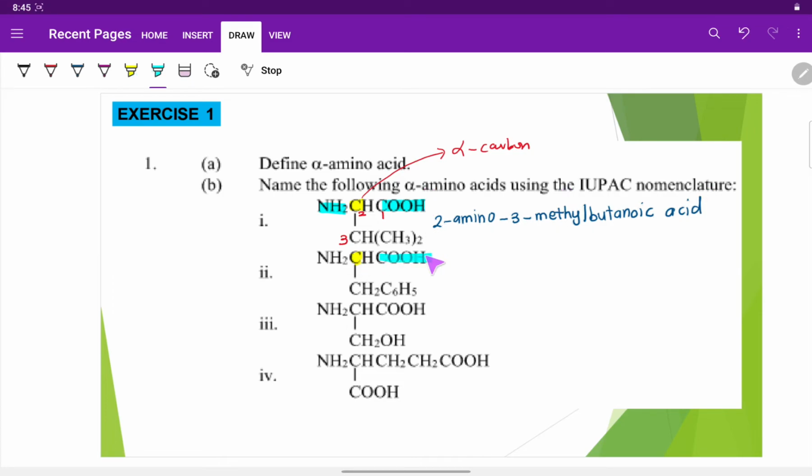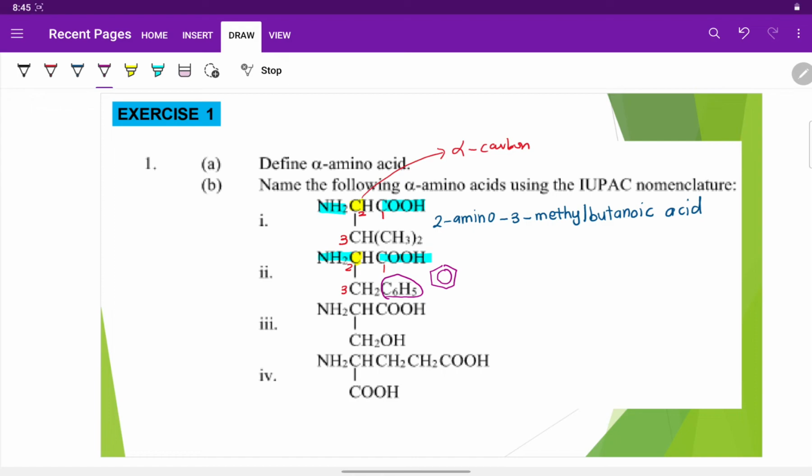Okay, carboxyl group, amino group. Okay, so, carbon number 1, carbon number 2, carbon number 3. And if you look over here, you have C6H5. So, bila awak nampak ada C6H5 dekat sini, yang ni maksudnya apa? This actually represent your benzene ring. Okay, so benzene ring dekat sini adalah sebahagian daripada awak punya substituent.